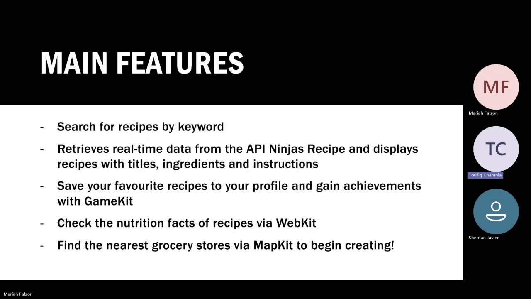So the main features of the application are searching for recipes by keyword. The API retrieves real-time data from the Ninja's recipe API, and then it displays the recipes with titles, the ingredients, and the instructions. Users can save their favorite recipes to their profile, and when they save, they gain achievements using Game Kit. They can also check the nutrition facts of recipes via the WebKit. They can also find the nearest grocery stores via MapKit to begin creating.